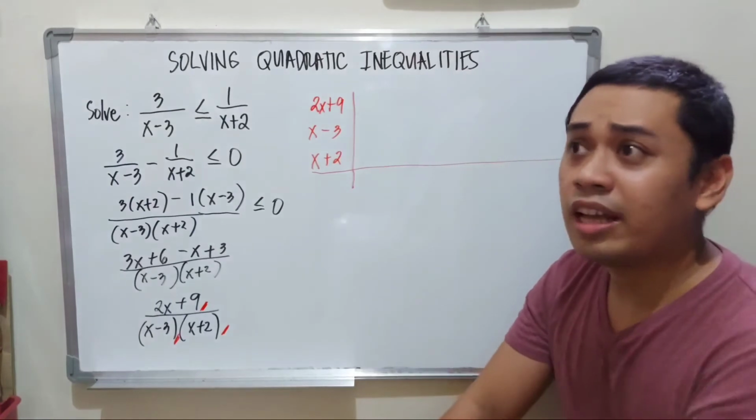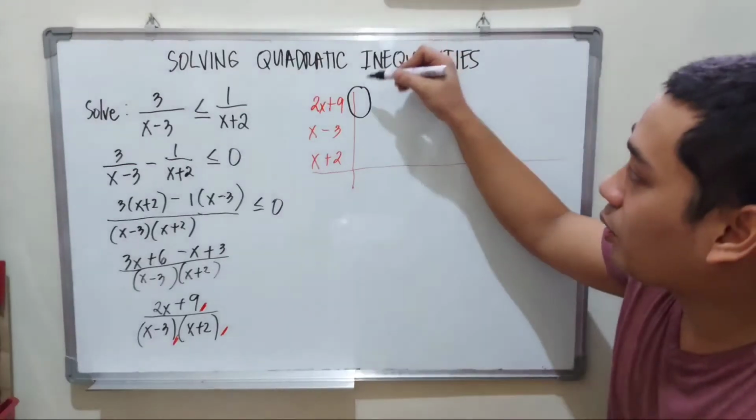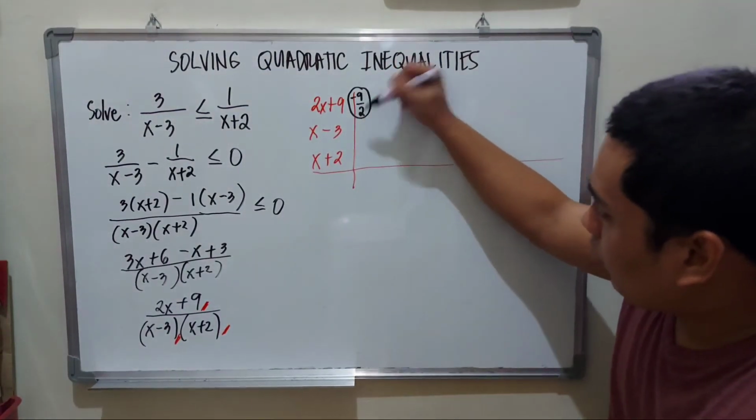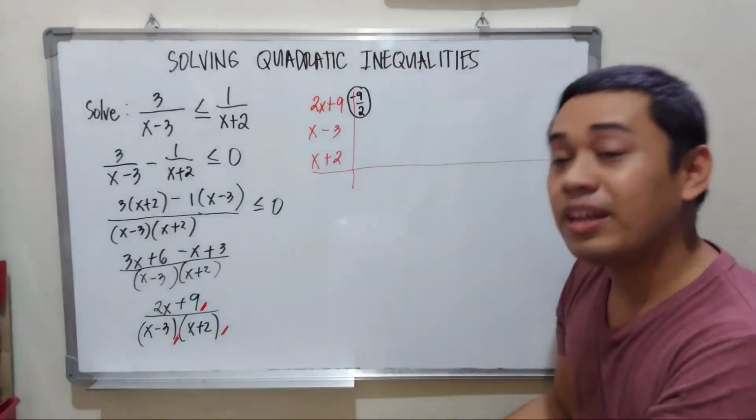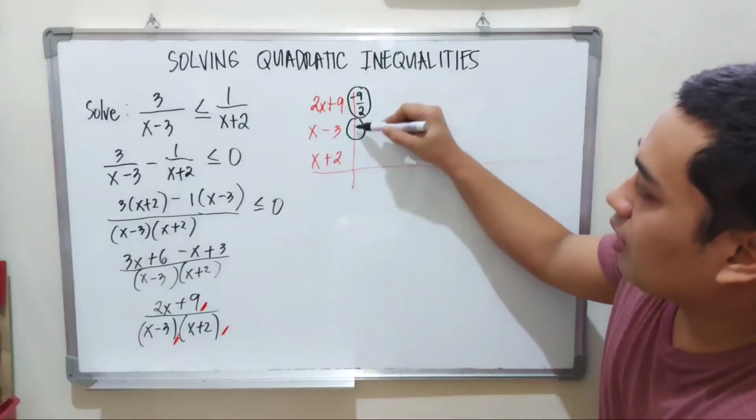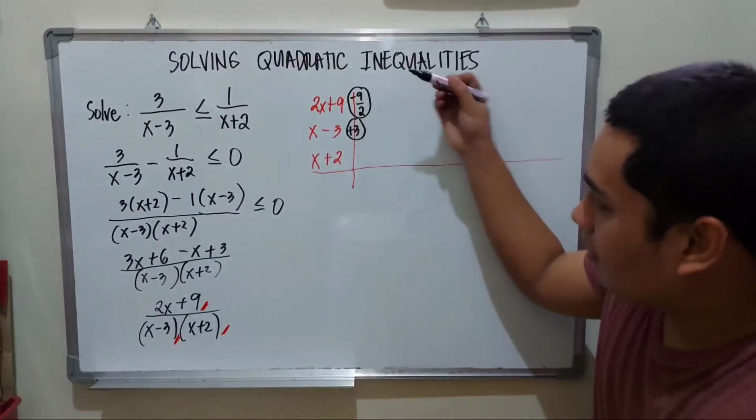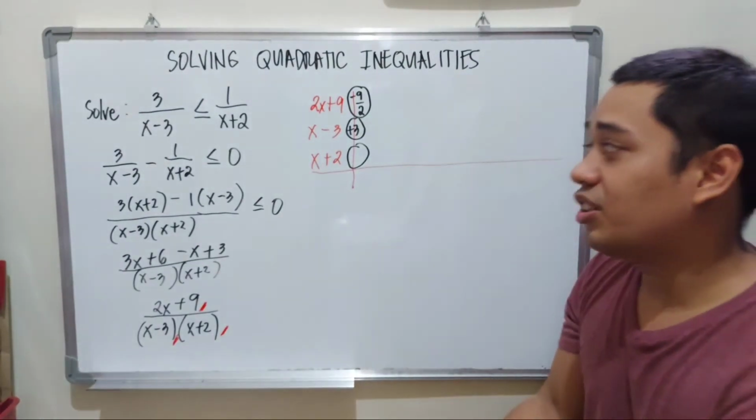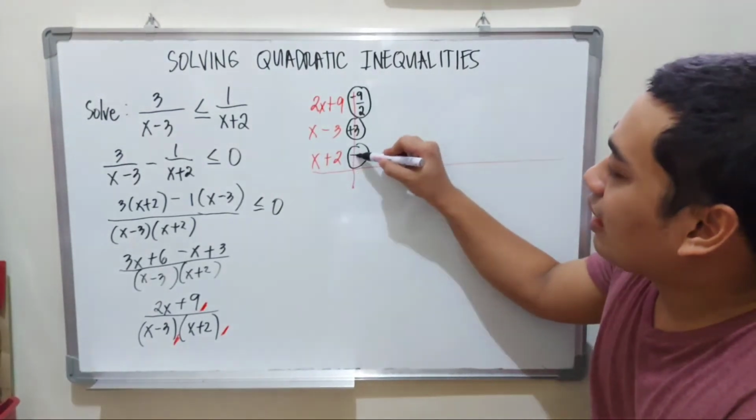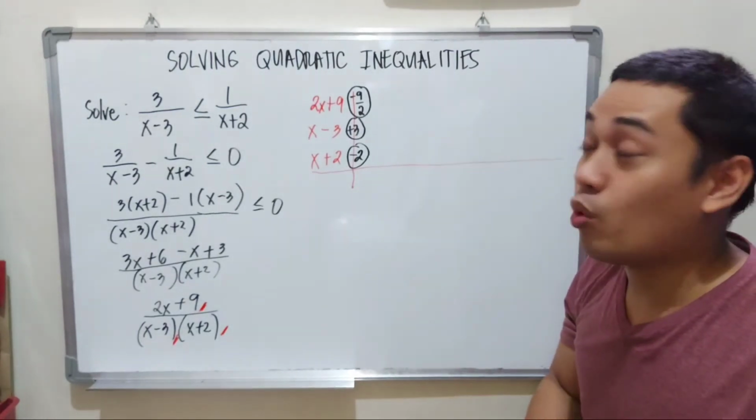Una, tanong ko muna, ano yung magpapa-0 kay 2x plus 9? It will be negative 9 over 2. Ano naman ang magpapa-0 kay x minus 3? Di ba? Pag inequate natin siya sa 0, ang magpapa-0 sa kanya ay positive 3 at ang magpapa-0 naman po kay x plus 2 ay negative 2. So, ayan po yung mga values na kailangan nating i-watch out.